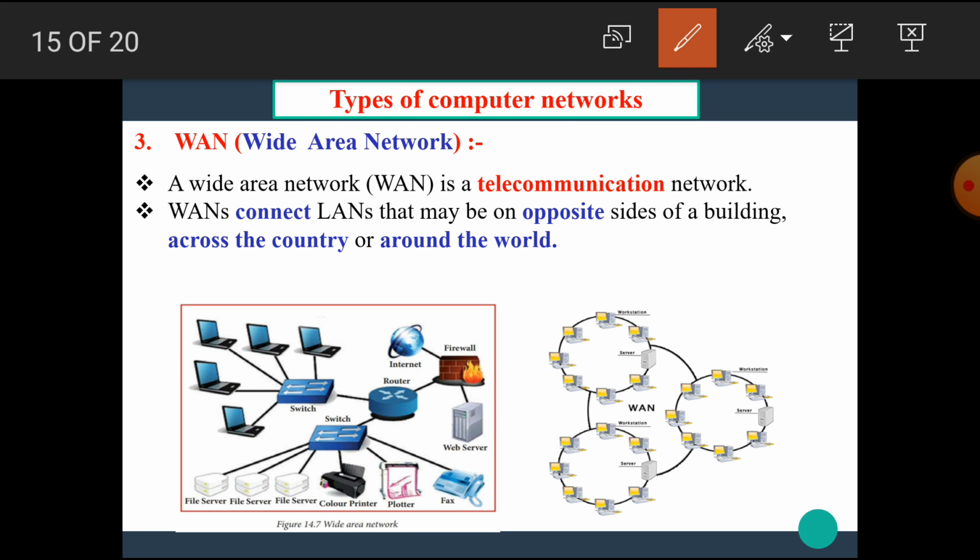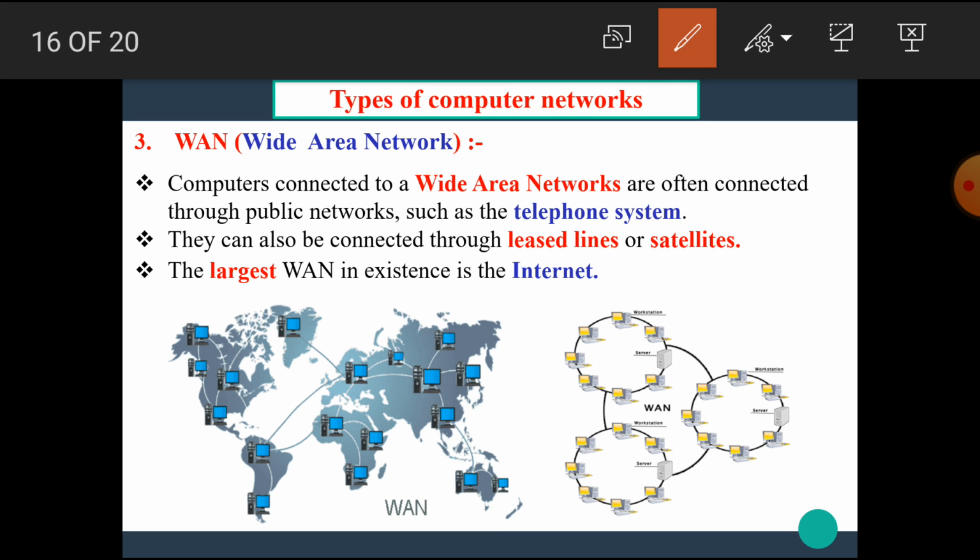Okay. Now let's see the third type of computer network, WAN, that means wide area network. A wide area network or WAN is a telecommunication network. WAN connects LANs that may be on opposite sides of a building, across the country, or around the world. That means the overall connection around the world can be found by using this wide area network or WAN technology. I hope you all understand the concept here.